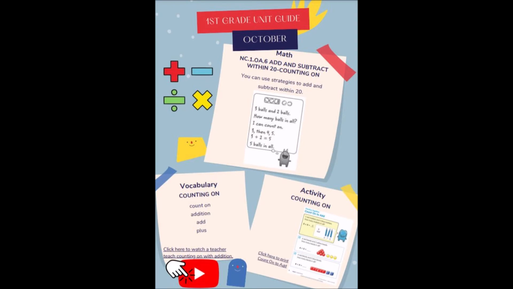Of course, they can always use their fingers. You can use any kind of objects, those kinds of things would work. And we do show that on here in the picture, it does 3 plus 2, so it'll say 3 balls because they're doing tennis balls plus 2 balls. How many balls in all? I can count on 3, then 4, 5. So 3 plus 2 equals 5.